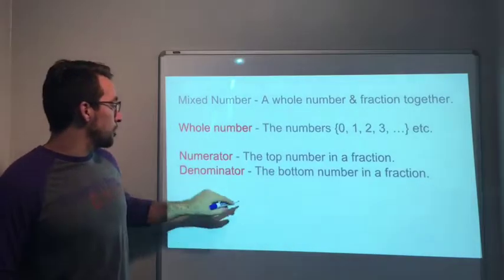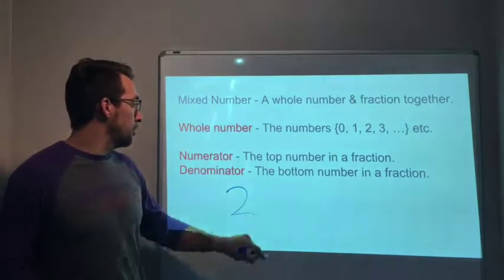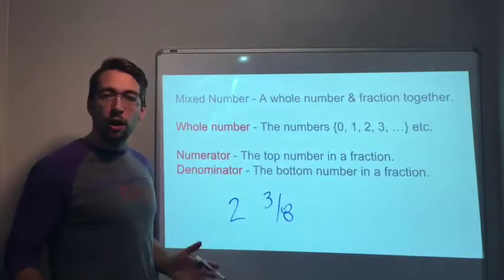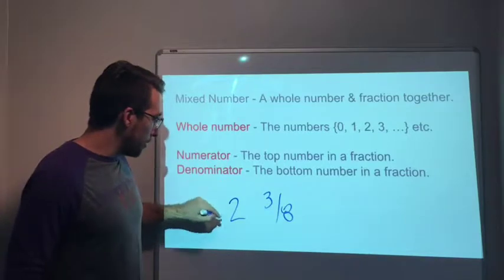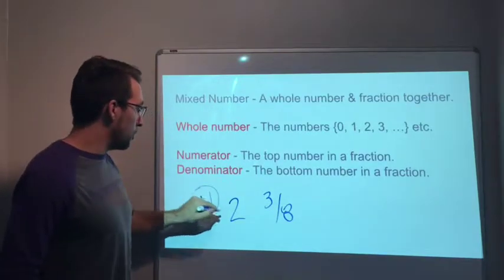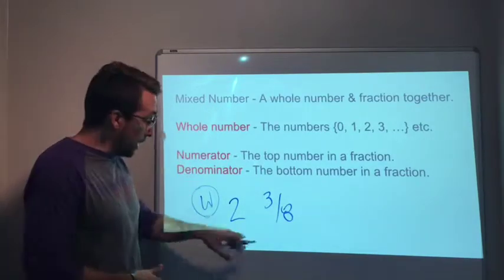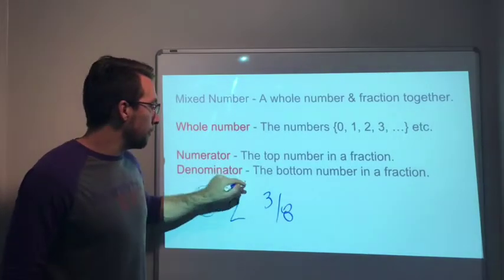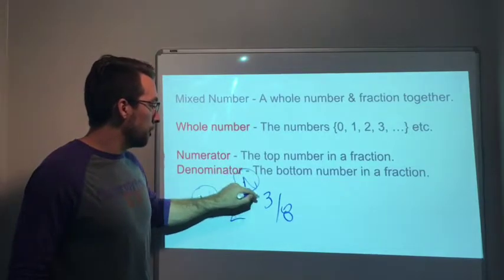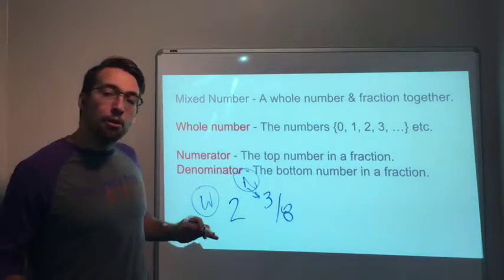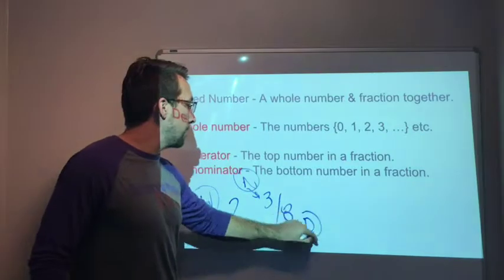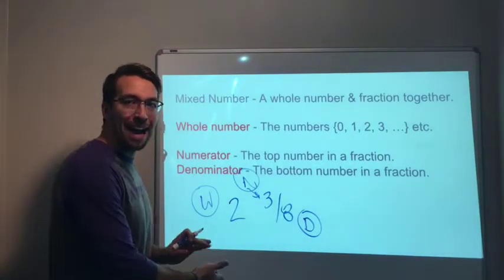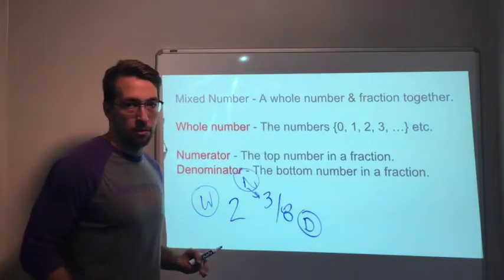And then a numerator and denominator. So let's say we have 2 and 3/8. Our whole number, right here, W for whole, does not have a decimal: 2. And then our numerator is the top number of a fraction, 3, and the denominator is the bottom part of a fraction. So a mixed number is going to have a whole number and a fraction.